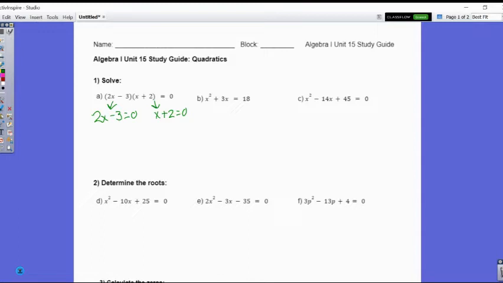On the left side, 2x minus 3 equals 0. You're going to have to add your 3 to both sides. So 2x is equal to 0 plus 3, which is 3. Then divide both sides by my coefficient 2. x is equal to 3 halves.